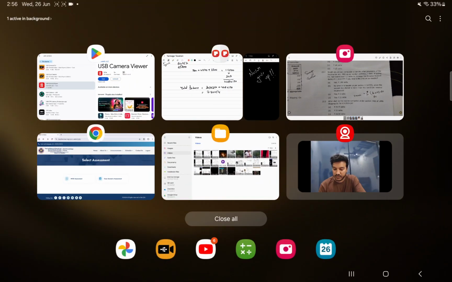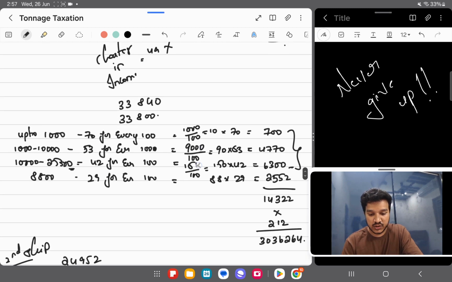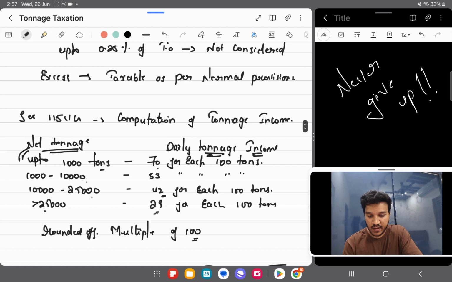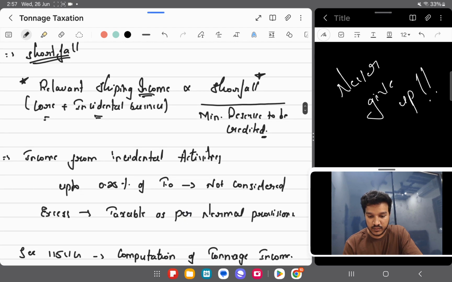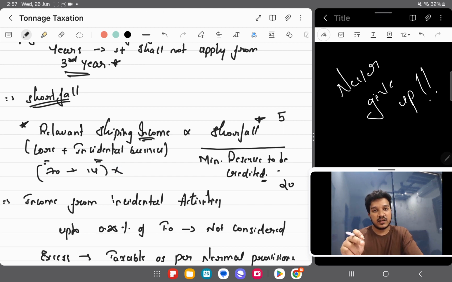Let me go to our notes. In this, near the shortfall part I've told you, relevant shipping income, core plus incidental business, you have to take this income, relevant shipping business income, into shortfall divided by minimum reserve. As per that question, shortfall is 5 and minimum reserve to be created is 20. Relevant shipping income is the core business 70 and the incidental business 14. Adding both, you have to do into 5 divided by 20. This proportionate income will be taxed as per normal provisions of the Act. That is what it is trying to say. And then that fifth question does not relate to tonnage income. We will do that later.